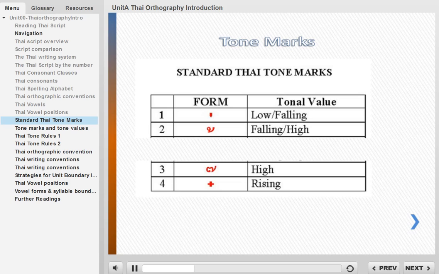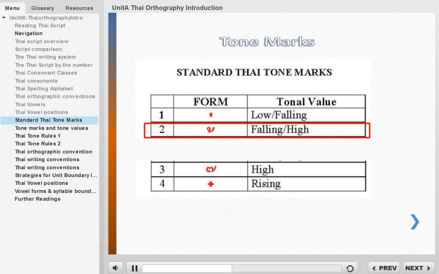There are 4 tone marks in Thai. They are placed above the initial consonant of the syllable whose tone they mark, or on top of the vowel if the vowel is placed above the consonant. The names of the tone marks are loan words from Sanskrit numbers. The 4 tone markers are Mai A, meaning tone mark 1. It indicates low or falling tone.